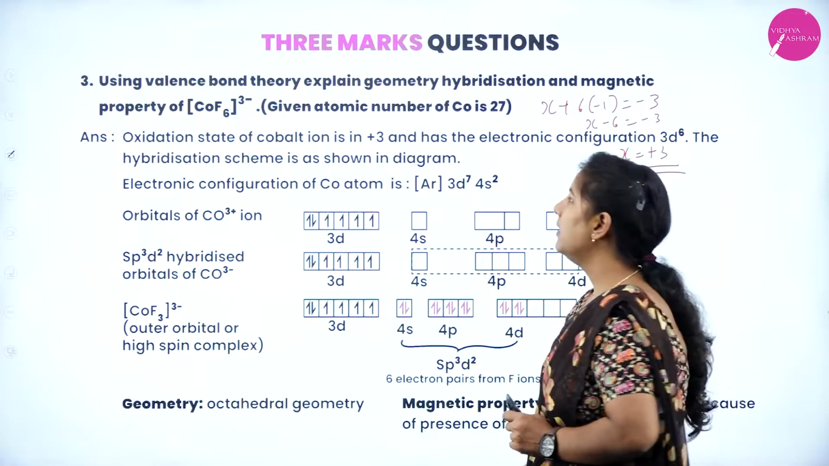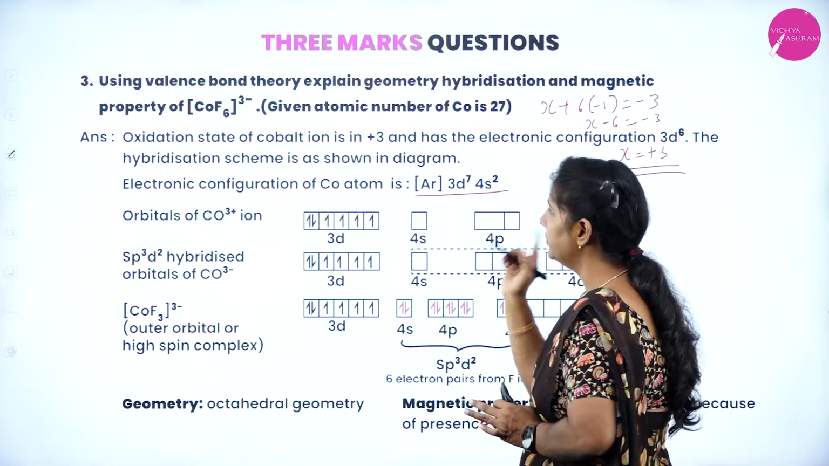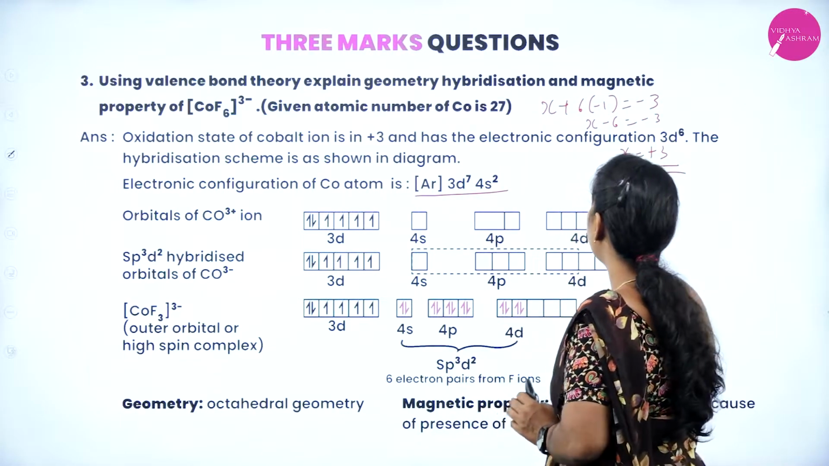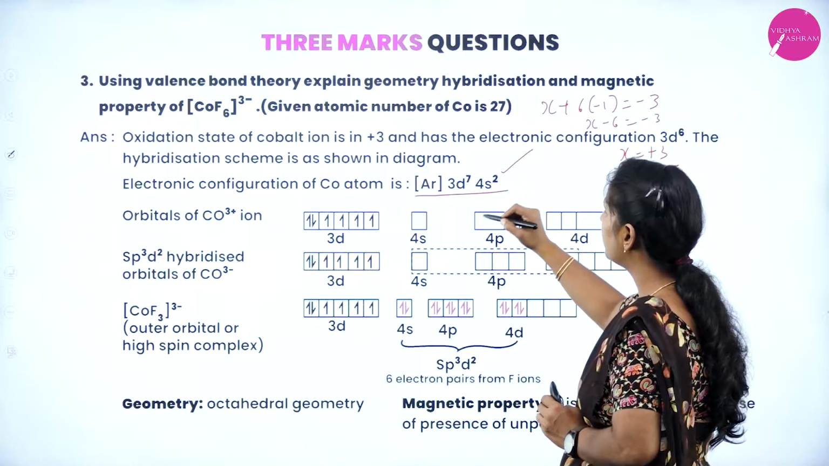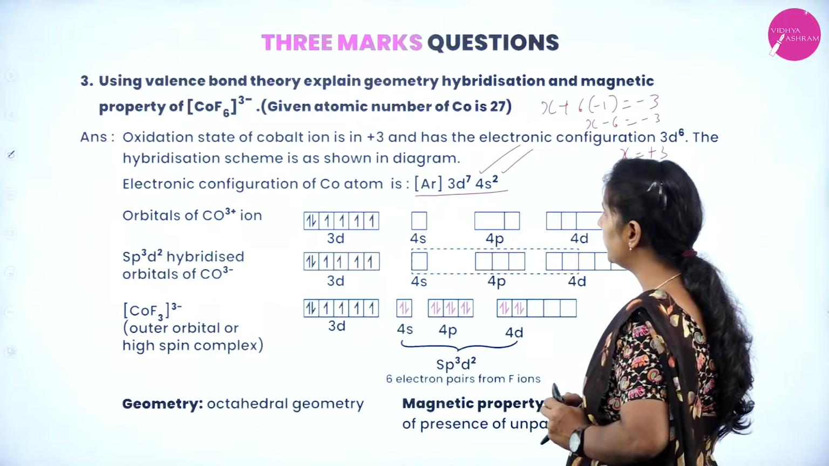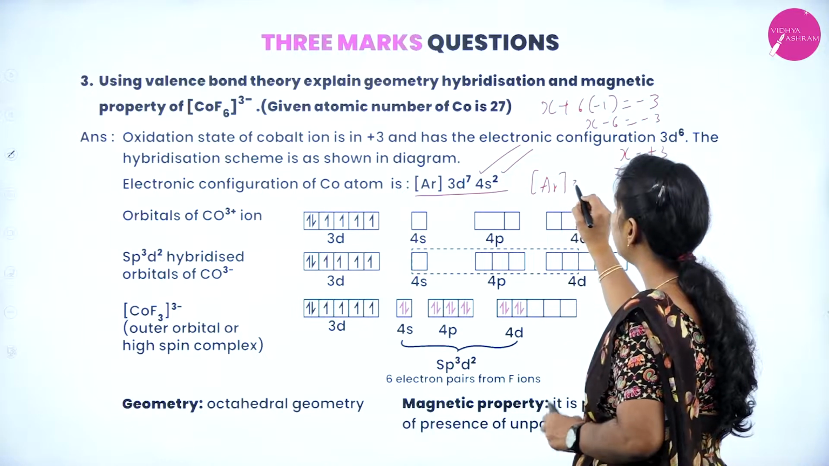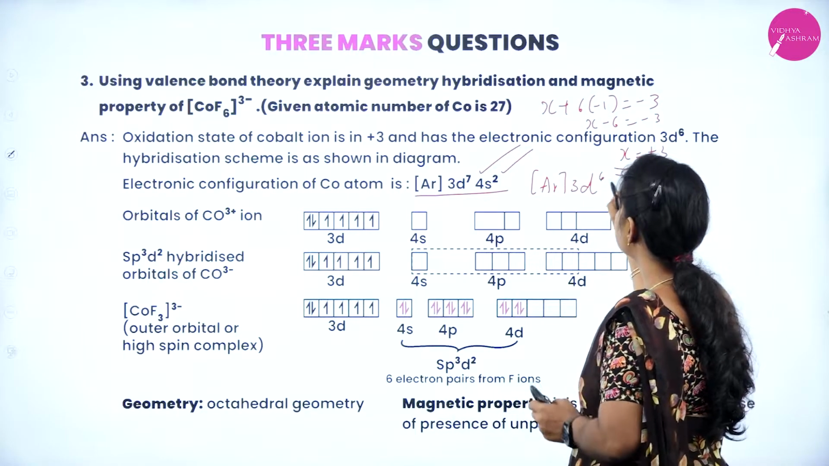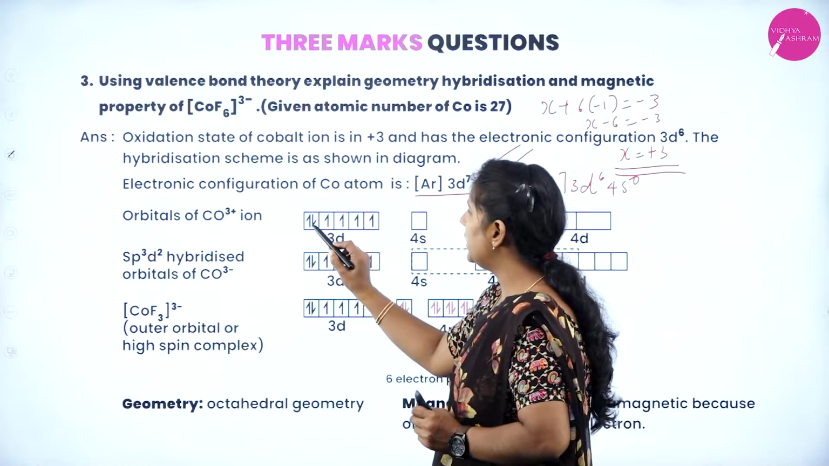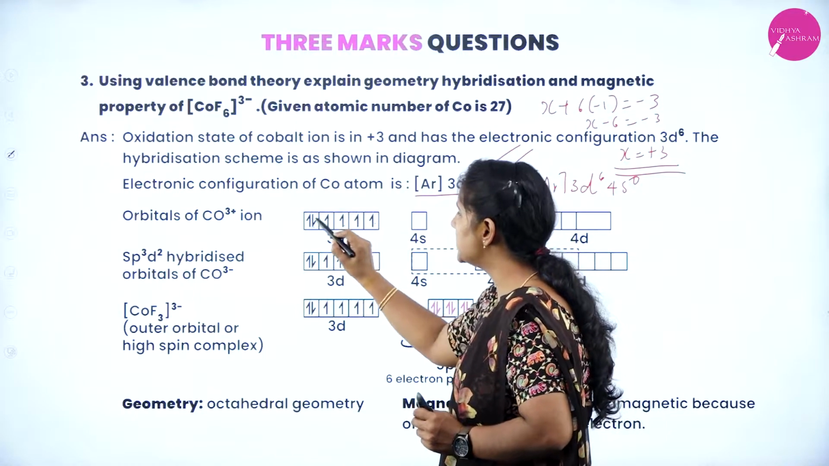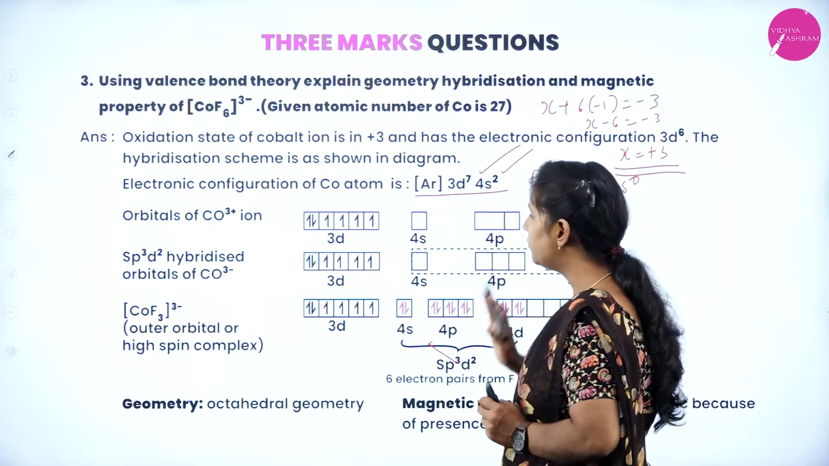Clear? And I have written the ground state electronic configuration of cobalt. As I said, it exhibits the plus 3 oxidation state. Now I have to remove 2 electrons from the 4s and 1 electron from the 3d. So the electronic configuration will become 3d6, 4s0. Now count how many electrons are filled now: 1, 2, 3, 4, 5, 6. Okay. So this is the 3d orbital, and 4s and 4p.